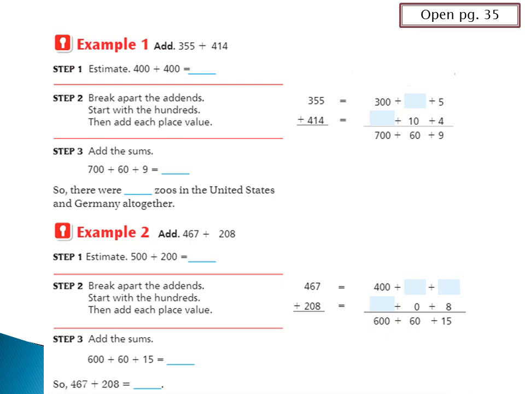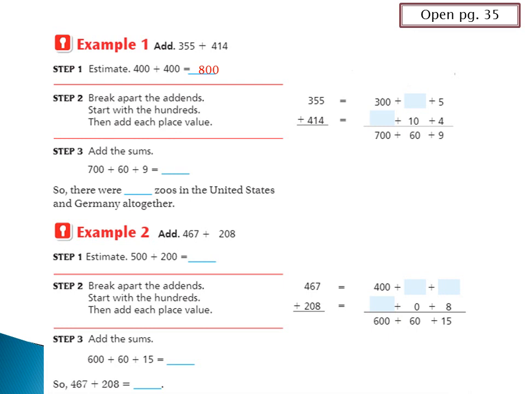Here, 355 was rounded to 400, and 414 was rounded to 400. 400 plus 400 equal 800. Another question for my clever students. How were the numbers for the estimate chosen? Excellent! The numbers were rounded to the nearest hundred. Let's move to step 2.